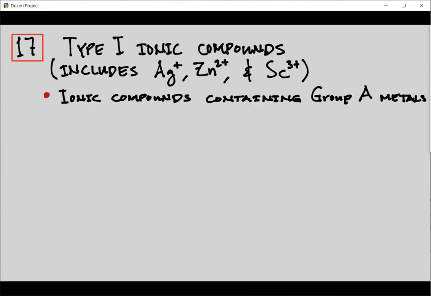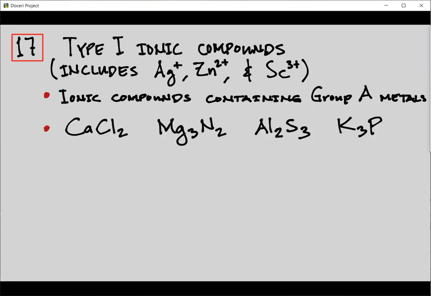Type 1 ionic compounds are those compounds containing group A metals. So group A metals are the main group elements. So you have sodium group 1A, group 2A, group 3A. So those are type 1 ionic compounds. So here are some examples. You have calcium, which is in group 2. It's a group 2 metal. Magnesium group 2A as well. Aluminum group 3, potassium group 1. Right? So that's how you identify what kind of ionic compound you have.